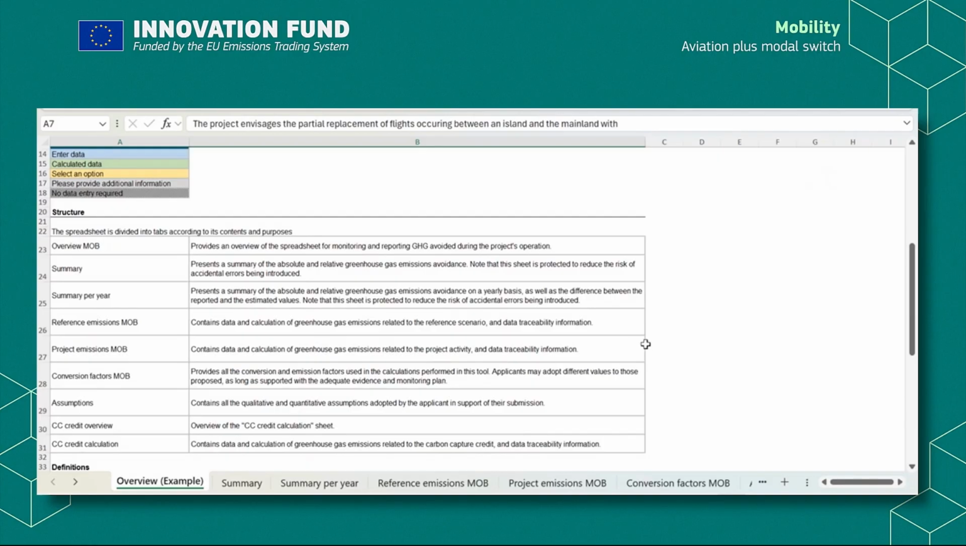I hope you find this tutorial useful. If after this tutorial and reviewing the tool, you still have questions, please do not hesitate to submit a question via the help desk if the answer to your question is not included in the FAQ, available on the Funding and Tender portal. Please note that the help desk can only answer questions related to the methodology or the use of the tool. The help desk team cannot review calculations or validate assumptions that you intend to use for your project.